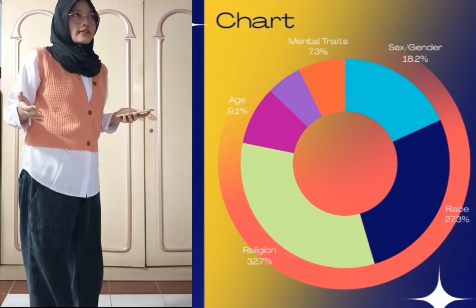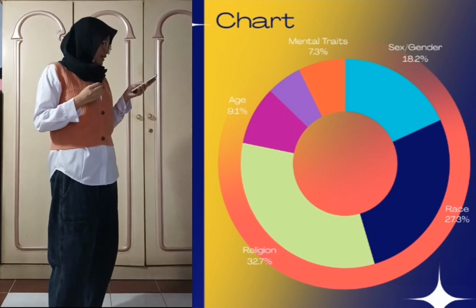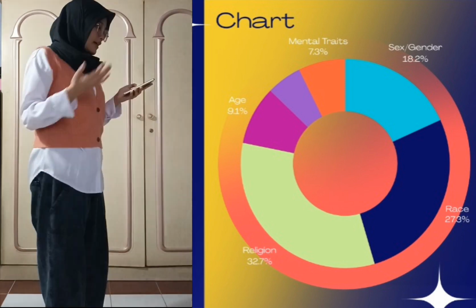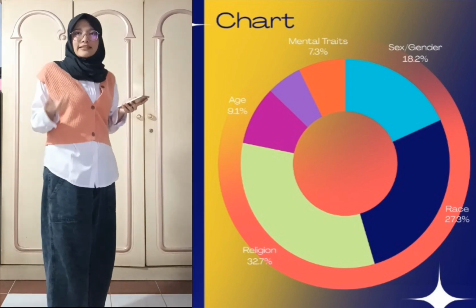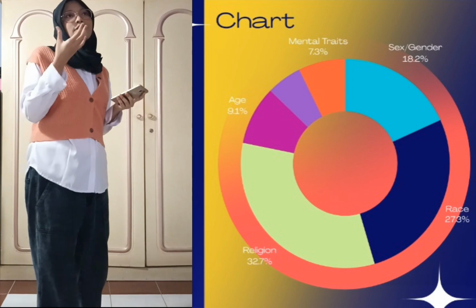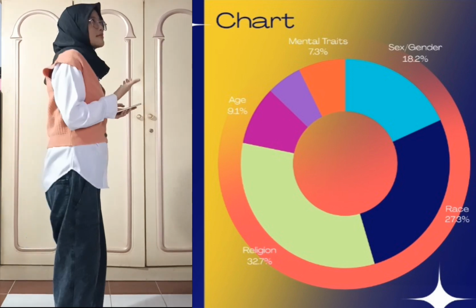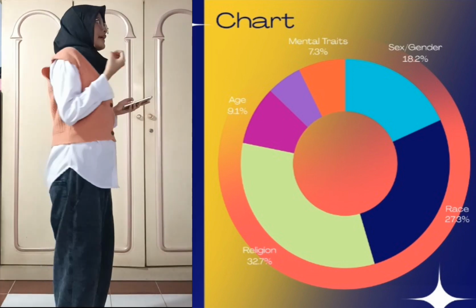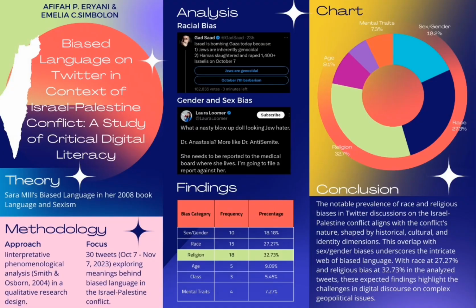What we conclude here is that religion and race, even though race is second, are very big compared to the others because the Israel-Palestine conflict, the genocide of Palestinians, is inherently shaped by political, historical, cultural, and identity factors. So racial identity and religion is the nature of the topic that we're focusing on. That's why a lot of the language is biased against religion, in this instance Islam and Judaism, and racial bias against the Jewish people and the Palestinian people. So that is all of my presentation.